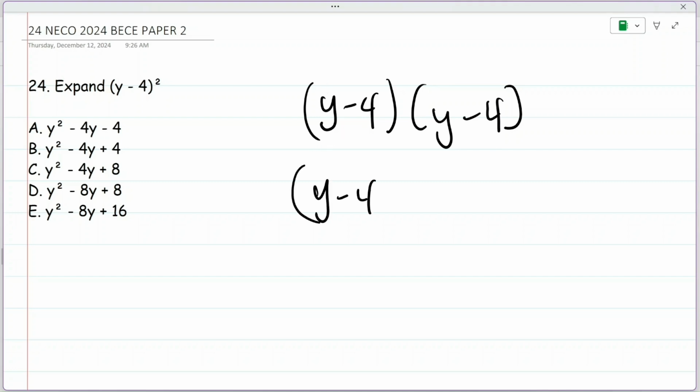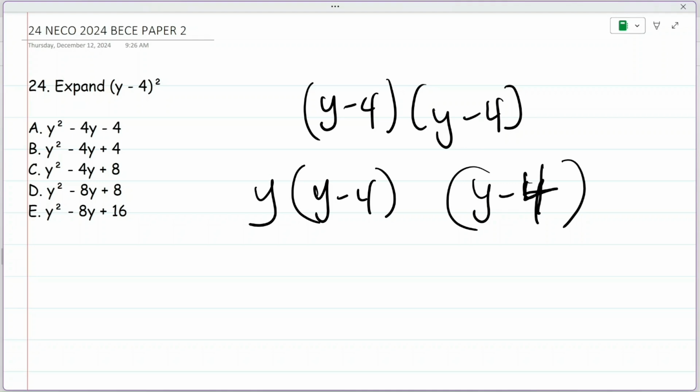Y minus 4 in one bracket, y minus 4 in the second. Then for the second one, you take the y first, put it in front. Then this 4, like I always said, a number owns the positive or the negative sign in front of it. This 4 owns this minus, so you are taking this 4 and this minus with the second y minus 4. Then you multiply this y times this y.